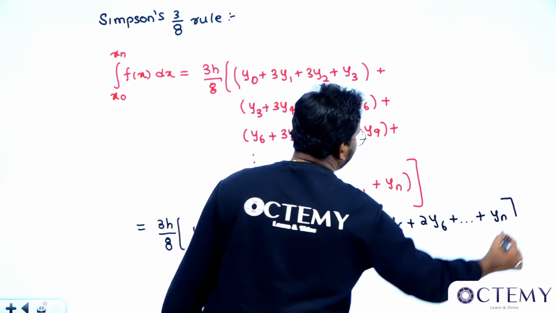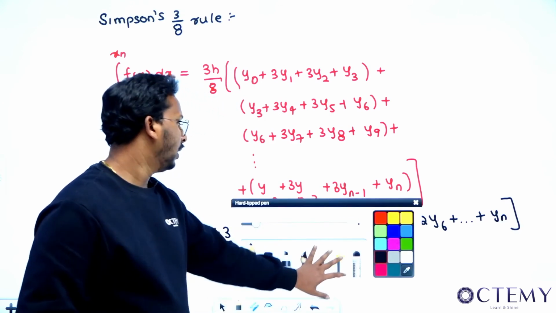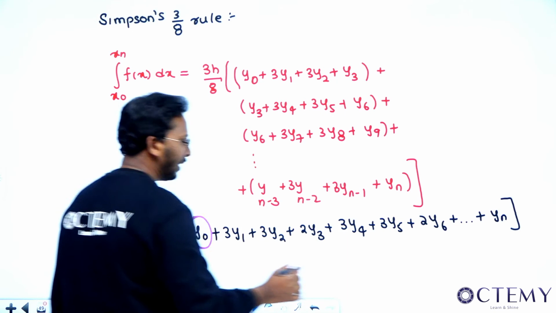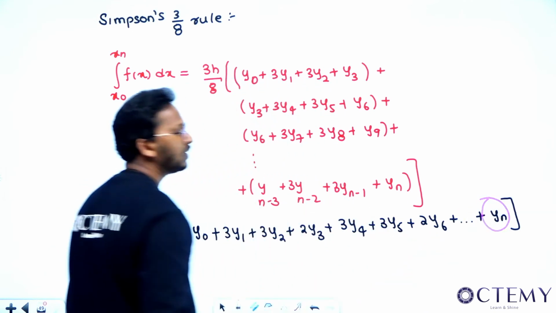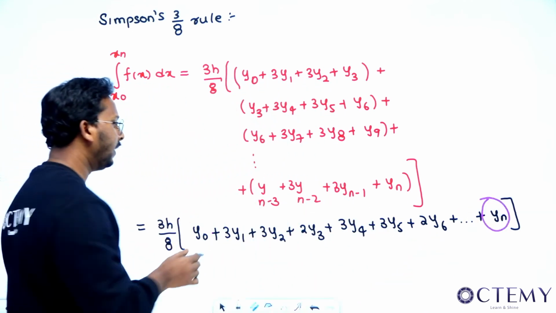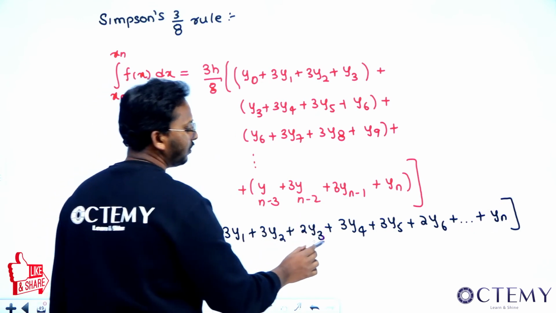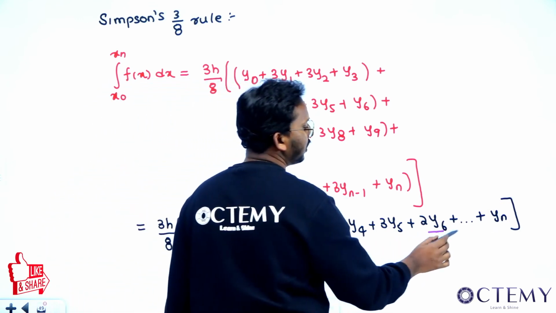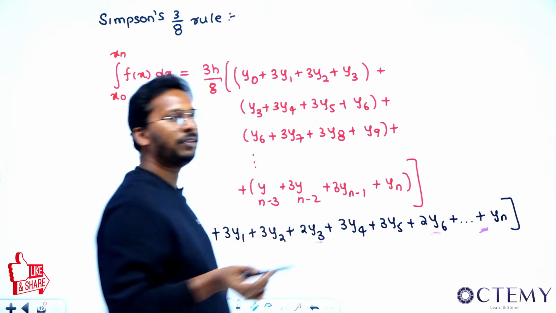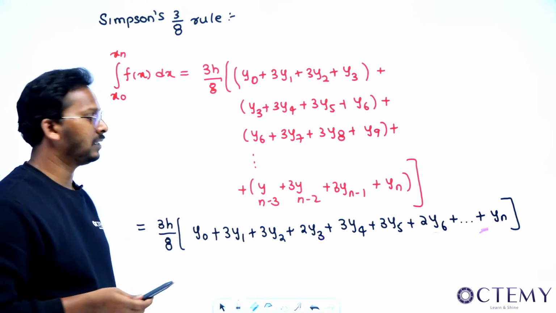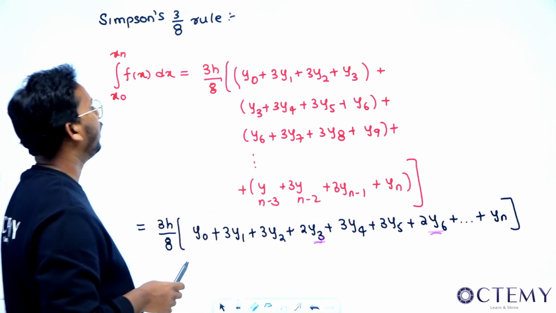plus 3y5 plus 2y6 plus and so on y8. You just have to remember, see sir, I'll tell you how to remember this. The way to remember is, for the first one and last one, you multiply it with 1, and those which are multiples of 3, that is y3, y6, y9, y12, y15, for them you multiply with 2, remaining all multiply with 3s. So that is how the formula is made, right?